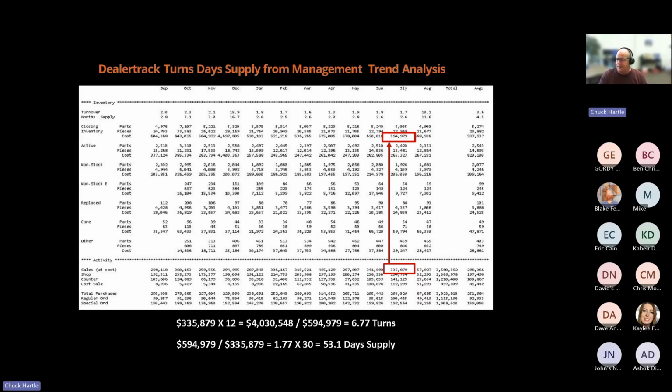Now when you go back and divide the 594,000 in inventory into the monthly sales, you come up with a day's supply of 53.1 days. So right here, this is from the management trend analysis with DealerTrack. Easy to calculate that number out.